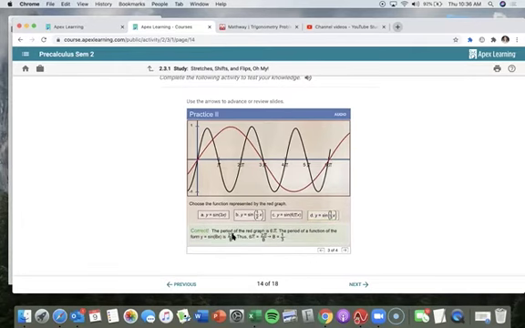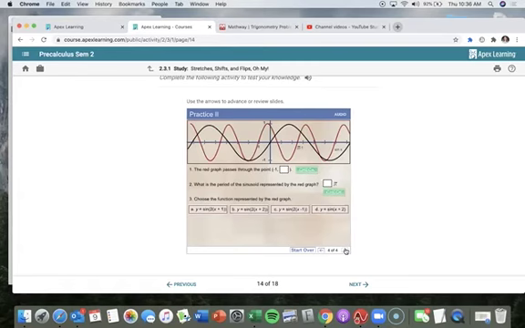Again, if I know that my period is 6 pi, it's got to be 6 pi equals 2 pi divided by b, and so b is going to give me this 1/3. That's how I get to my final equation here. Then again, this black line is my original here.